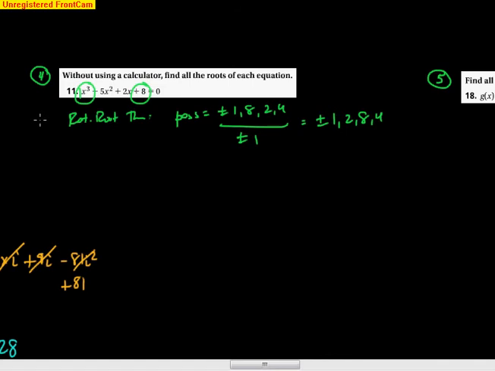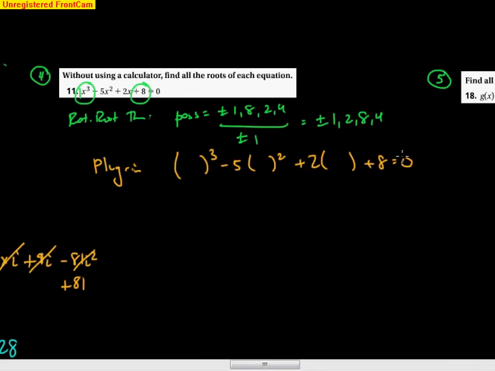Okay. So what we do here is we plug into our calculator x cubed minus 5x squared plus 2x plus 8. And we're looking for one of these numbers that works, that makes 0. And let's see which one it is.